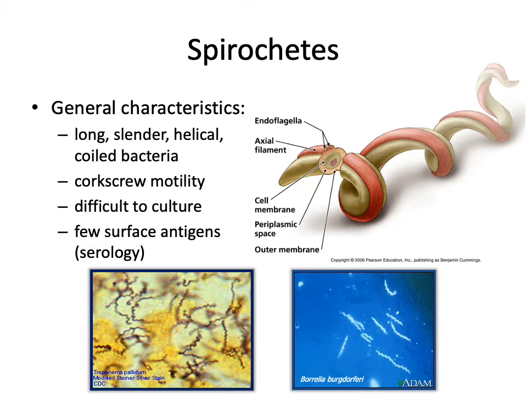Therefore, when they rotate along the length of the bacterium, they cause the spirochete to rotate like a corkscrew, which causes forward movement. The spirochetes have relatively few surface antigens, which makes it more difficult to develop laboratory tests for identification. Because of this, and the fact that spirochetes are difficult to culture, laboratory methods for detection and identification are primarily limited to serology.